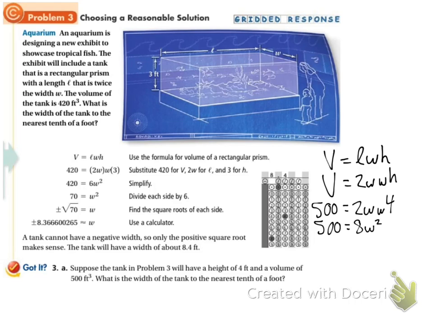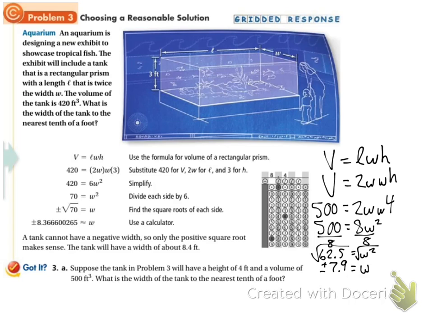Now I'm trying to get w squared alone. So I'm going to divide by 8. So w squared is equal to 500 divided by 8, which is 62.5. To get rid of this square, remember the opposite of that is taking the square root. So I square root both sides. And I get that w is equal to plus or minus 7.9.